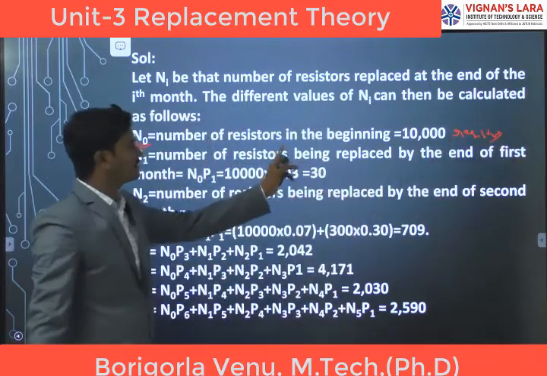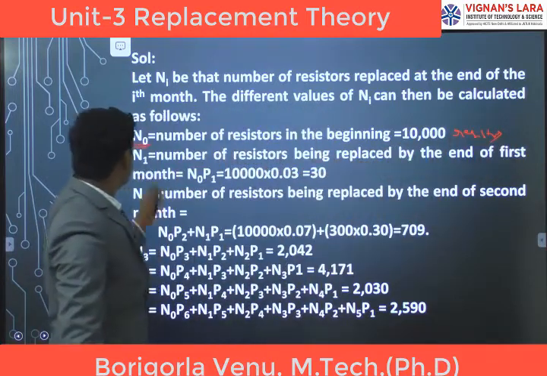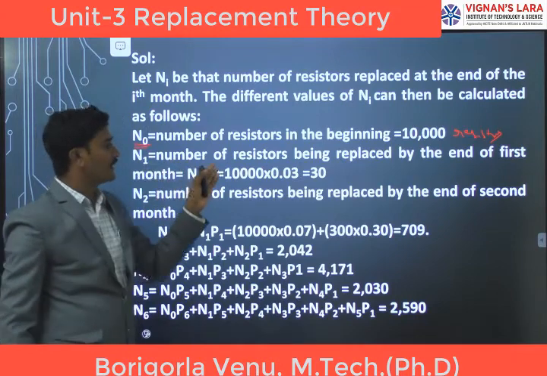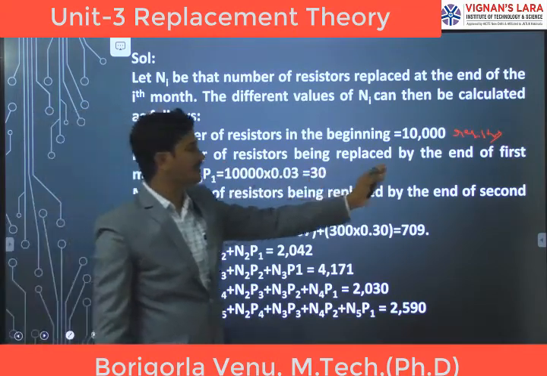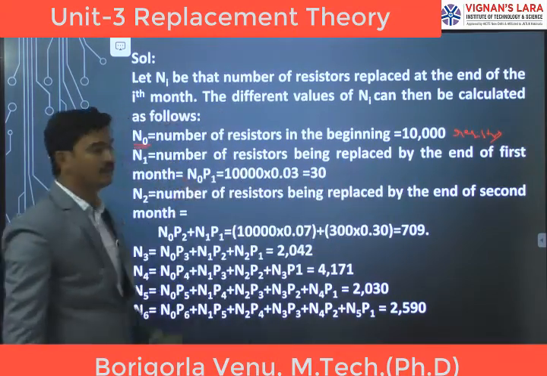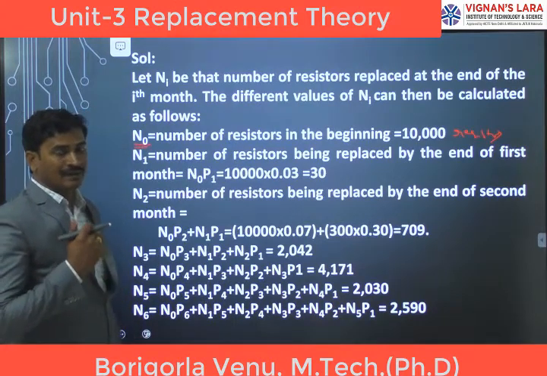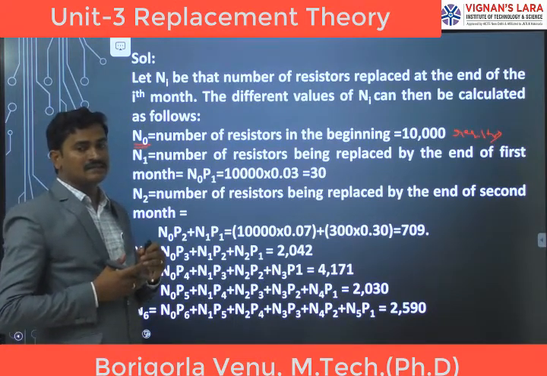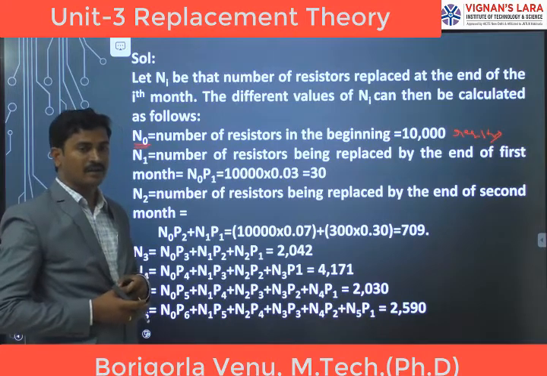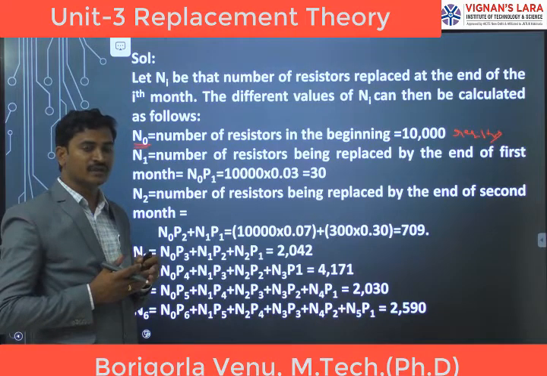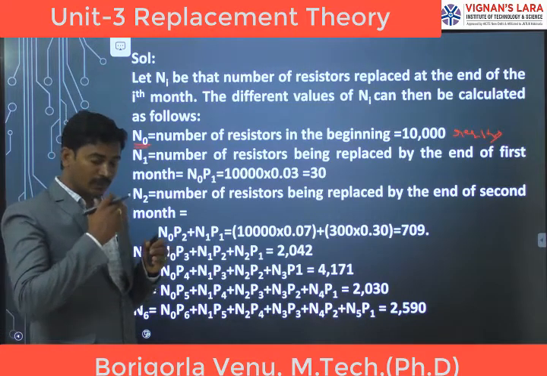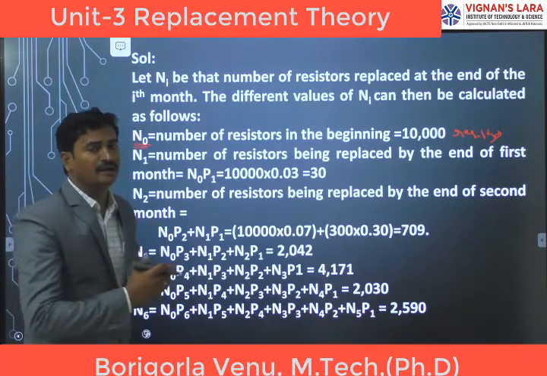Here it is already given, that's why I didn't take the resistors there. Next, coming to N1. N1 means the number of resistors being replaced by the end of the first month. Here we are going to replace the resistors at the end of the first month. It means how many failures we have. We have to calculate how many resistors have failed at the end of the first month.